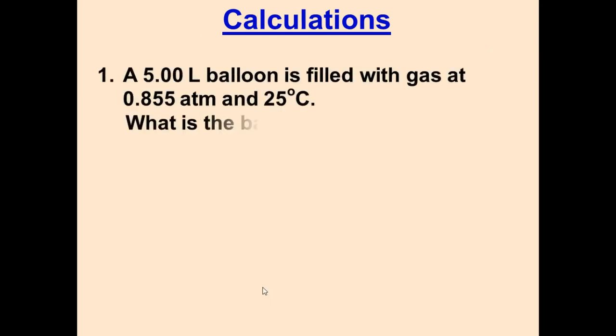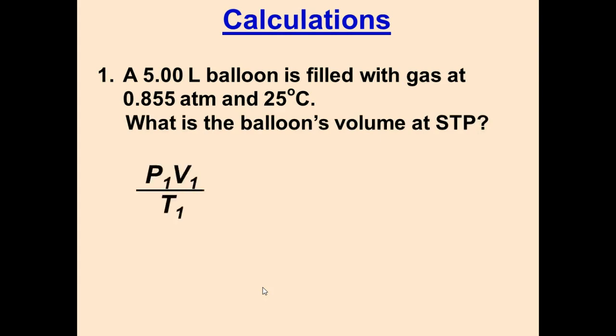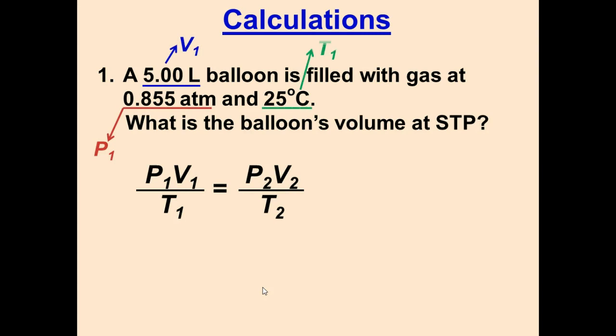And here is our last problem. A 5-liter balloon is filled with gas at 0.855 atm and 25 degrees Celsius. What is the balloon's volume at STP? And so first we gotta write down our formula. And then we pull out what we have. So we have 5 liters, so that's volume of initial. And then we have 0.855 atm, so that's initial pressure. And also we have initial temperature. Remember, convert to Kelvin. And then it says, what is the volume at STP?